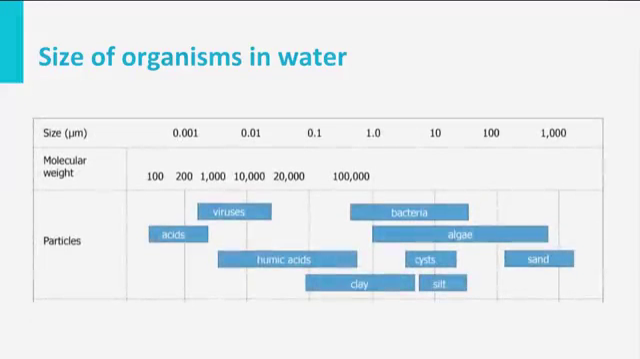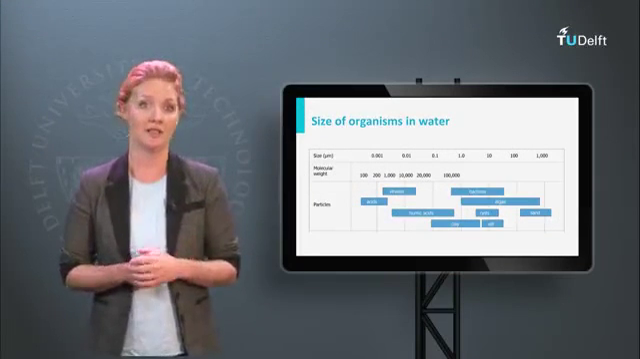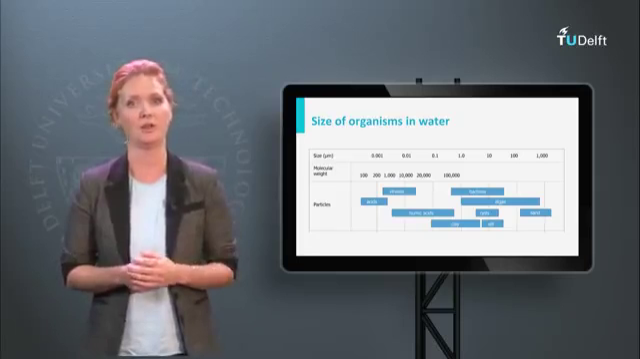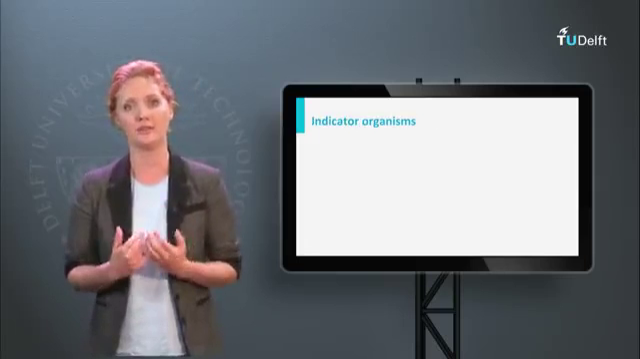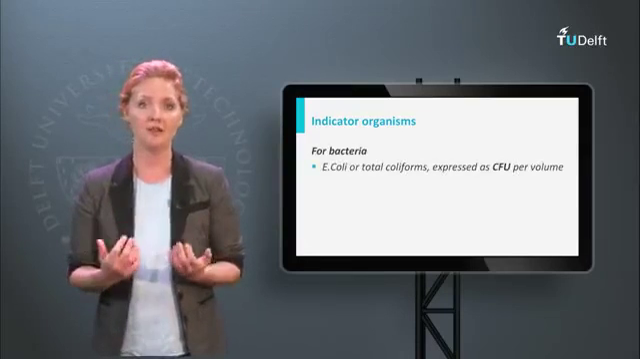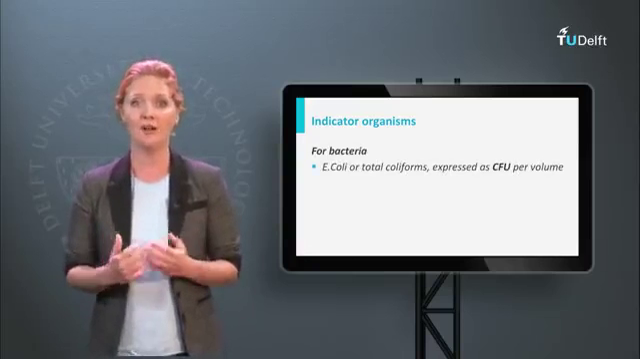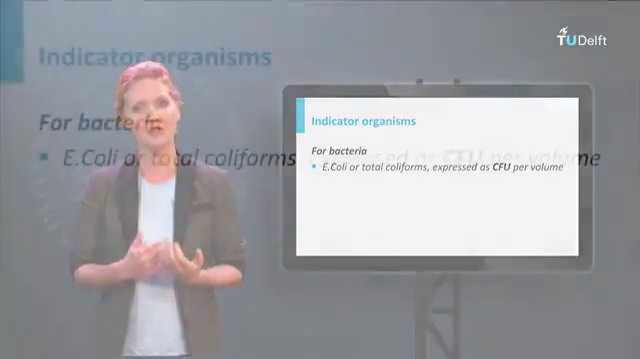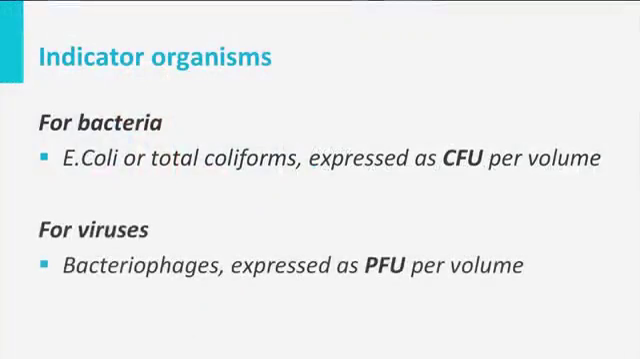The size of bacteria, viruses, and different particulate matter in water determines to a great extent their removal potential by treatment processes. There are analytical techniques to determine what pathogens are in your water, but for safety reasons it is preferred to measure indicator organisms and not the real disease-causing organisms. For bacteria, coliforms or E. coli are used as indicator organisms. They can also be found in human and animal feces, but can be more safely cultured and counted as colony-forming units per volume. For virus indicators, mostly bacteriophages are used, which form plaque-forming units per volume.